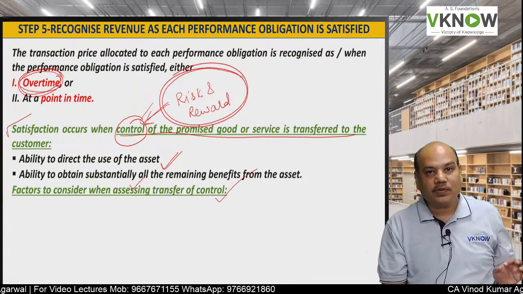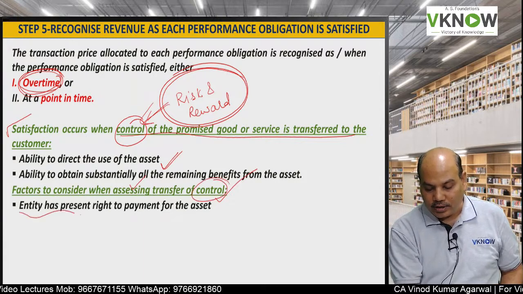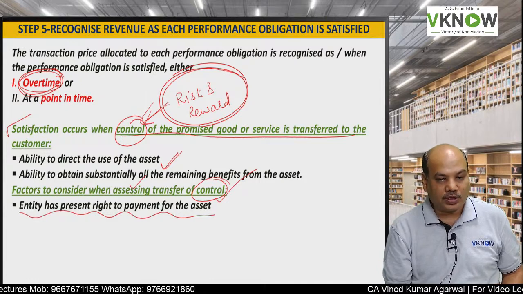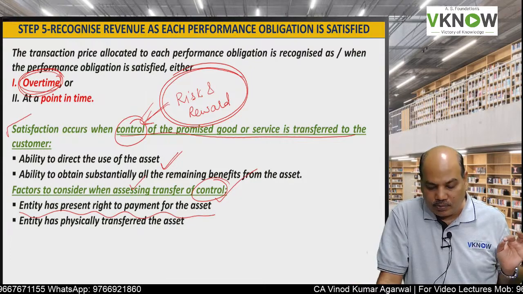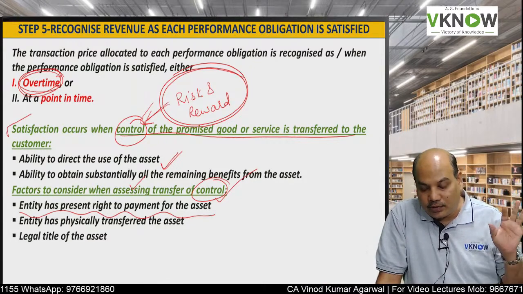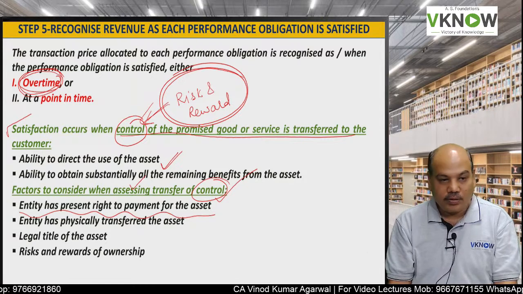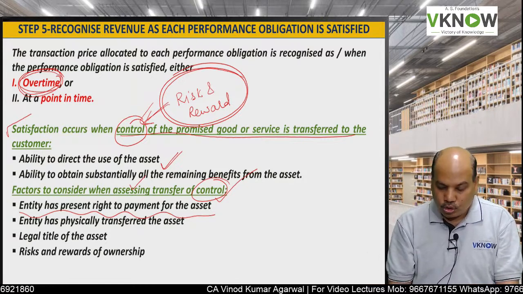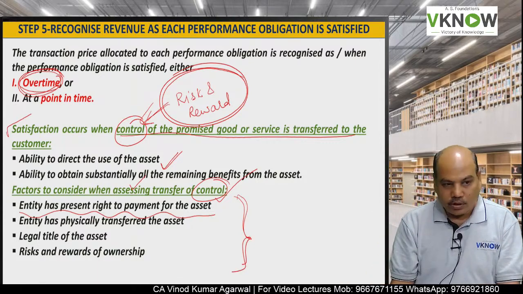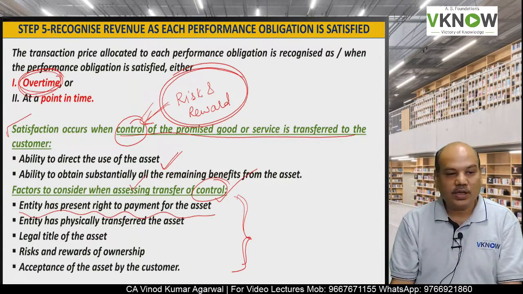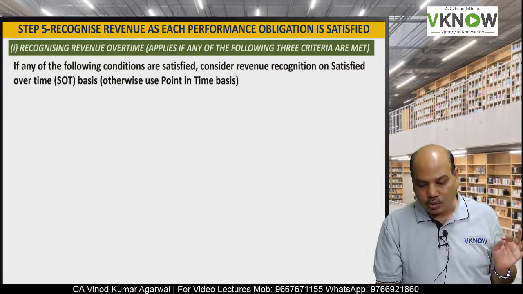So factors to be considered while assessing control. Whether control is transferred or not, entity has the present right to payment for the asset. So control is transferred when the entity has the present right for payment. Entity has physically transferred the asset. Entity's legal title of the asset. These are the factors to be considered, and the risk and reward of ownership. All these factors are considered to check whether control is transferred or not. Acceptance of the asset by the customer. These factors will help us to determine whether control is transferred.